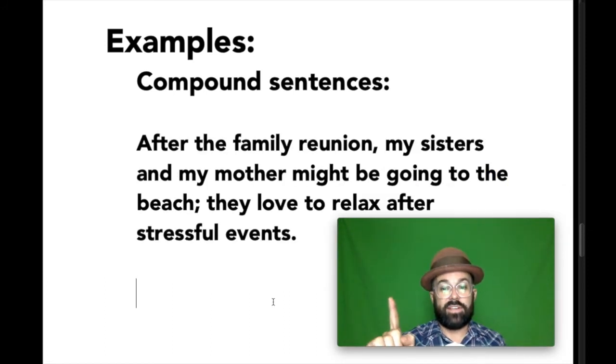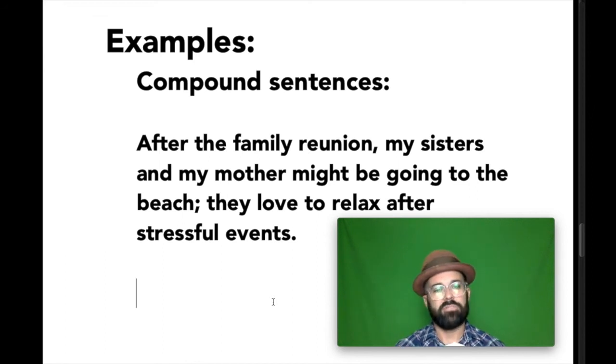Okay, this one is longer. Let's take a look at it, though. This is that long, simple sentence from before. After the family reunion, my sisters and my mother might be going to the beach. That was from before. And then I added this time, they love to relax after stressful events. This time I did not use a coordinating conjunction. Instead, I used a semicolon. Perhaps the semicolon makes it even easier to see the two independent clauses being joined together.